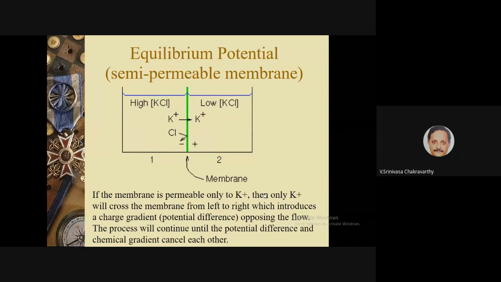So this process will reach a point where the chemical gradient will equal the electrical gradient. At that point, potassium will stop flowing any further from left to right. And in such an equilibrium condition, you can notice that there is an increased potassium ions on the right side. Therefore, there will be a higher voltage, a positive voltage on the right compared to the left.